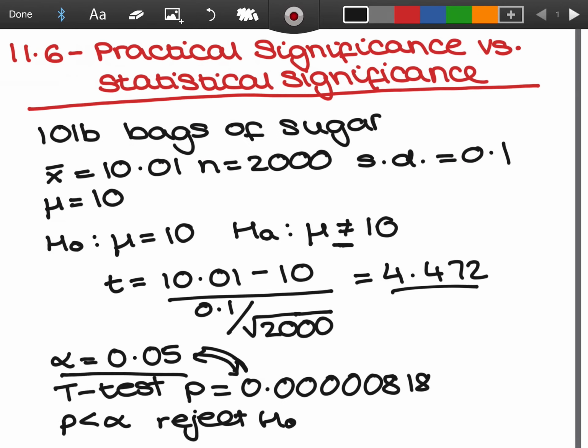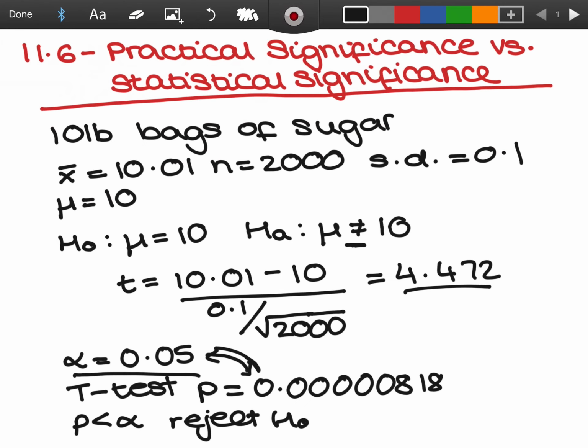But let's go back to the initial problem. We had these 10-pound bags of sugar being filled. When we took that sample, the sample mean was 10.01 pounds. Practically, the difference between 10 pounds and 10.01 pounds is basically nothing. There is hardly any difference practically between 10 pounds and 10.01 pounds. So this test is not practically significant.